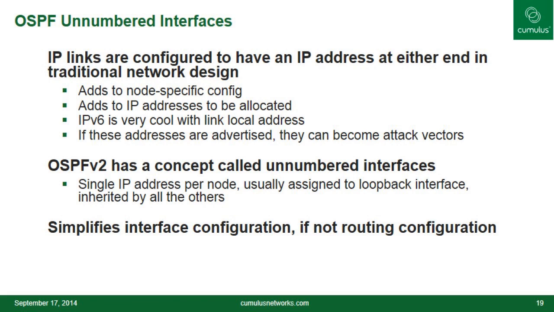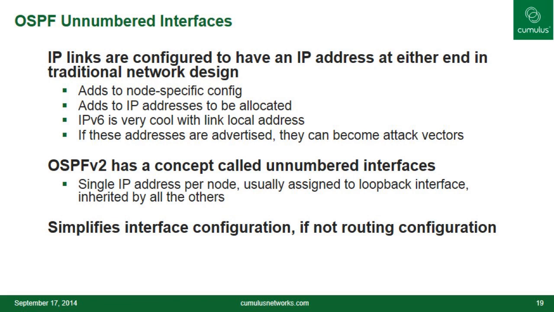And what I'm talking about actually helps in multiple ways. As an operator, you don't have to add additional IP addresses and configure an IP address on every link. This simplifies the IP address allocation, and this simplifies your interface configuration. And what I'm talking about is not very unusual, because IPv6 is already doing this with what it calls the link local address.